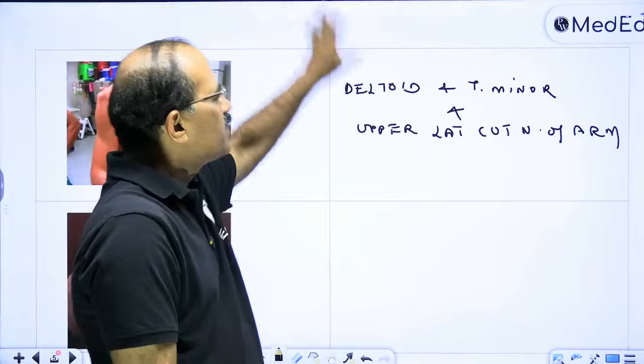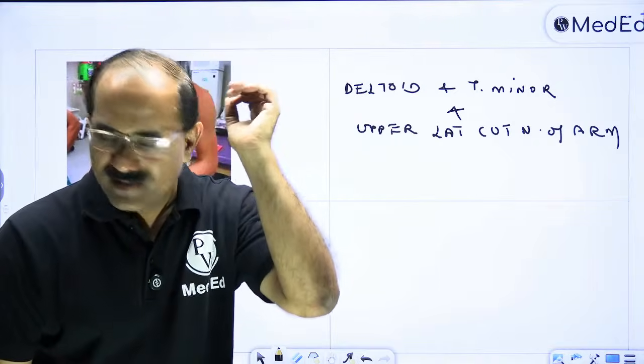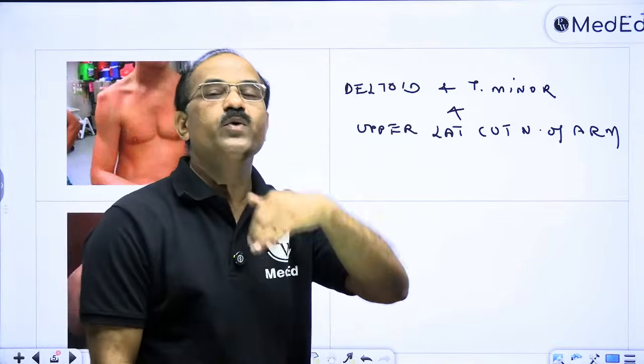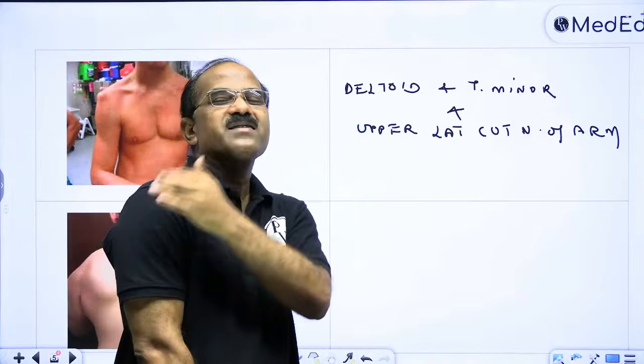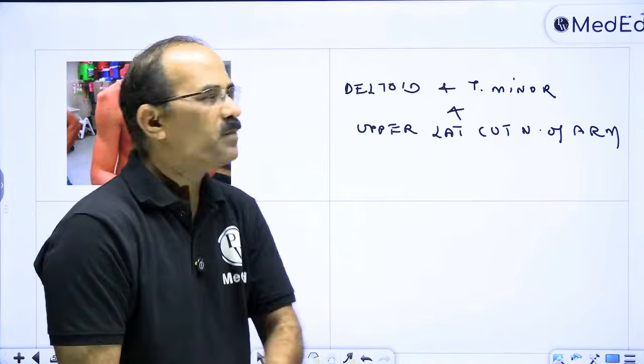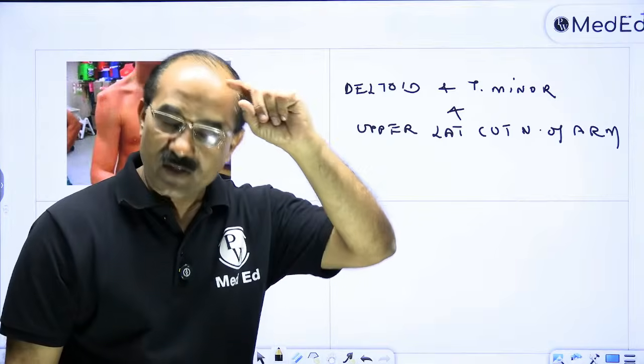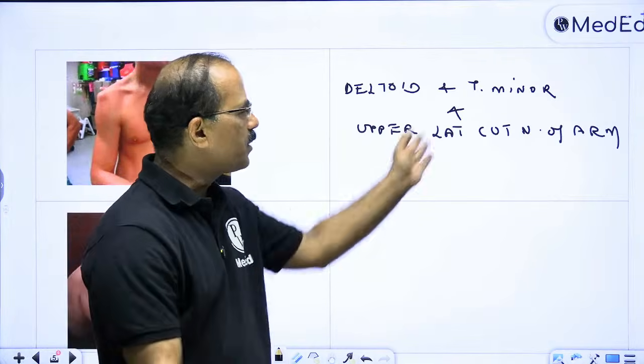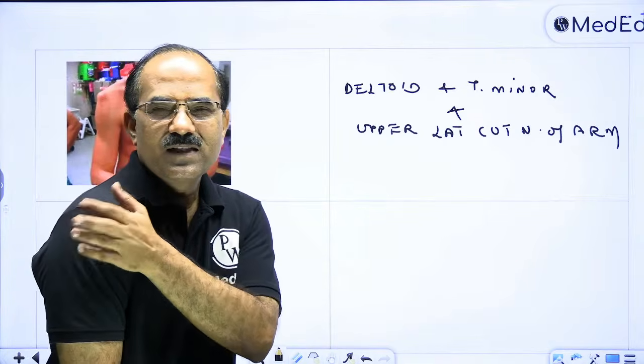Very good, Gaurav. So actually, दो muscles को supply करती है, deltoid, teres minor, वो एक cutaneous branch देता है. That is the upper lateral cutaneous nerve of the arm. And if there's an injury to this upper lateral cutaneous nerve of the arm, these sensations are lost.